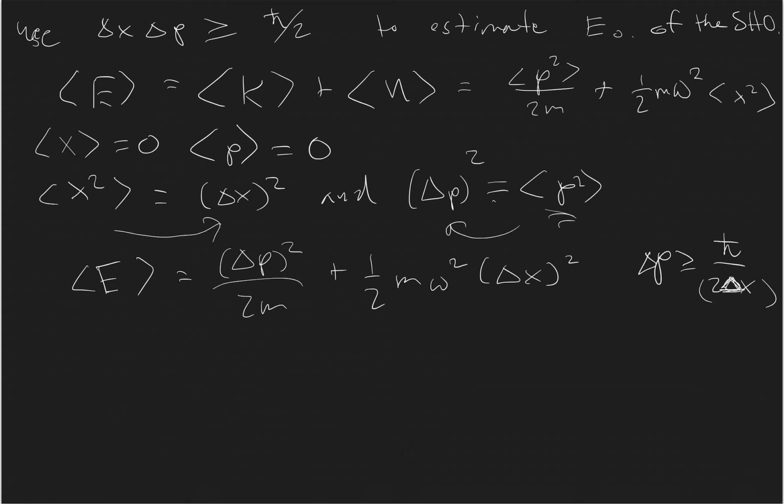Since we know this, to find the minimum possible energy, we can substitute this minimal value. So we substitute this minimal value to find the average energy that we should expect if the average position and momentum are 0.